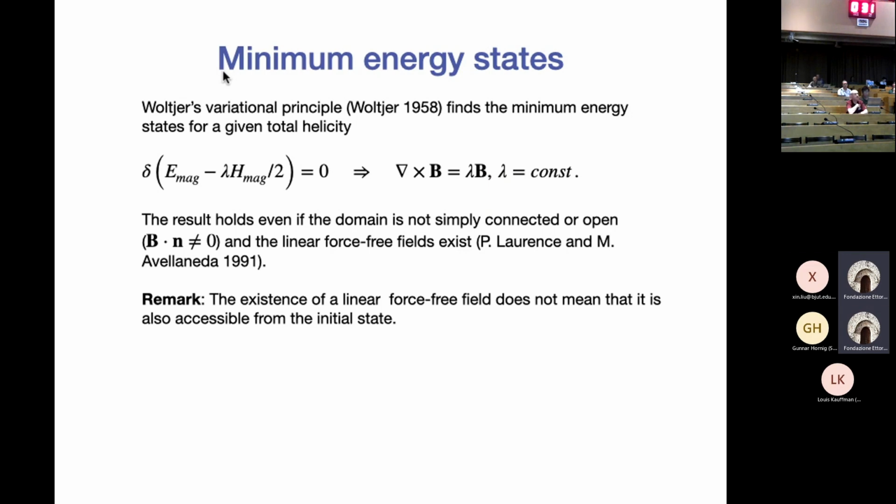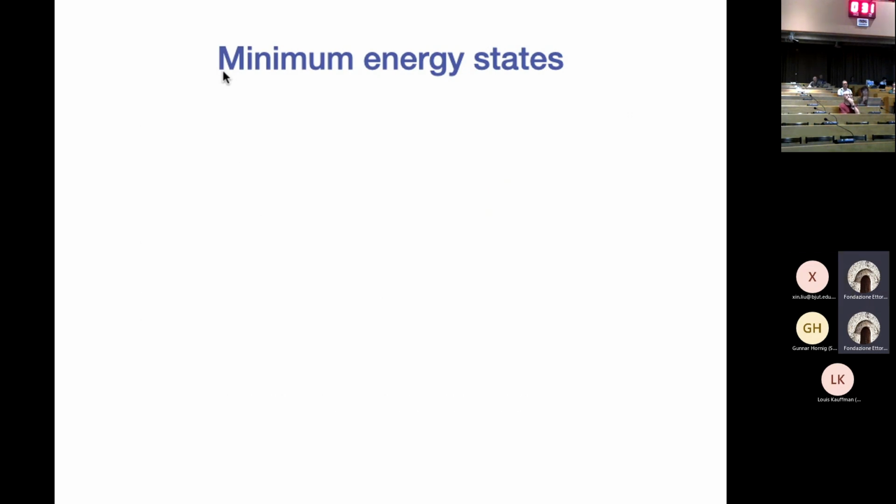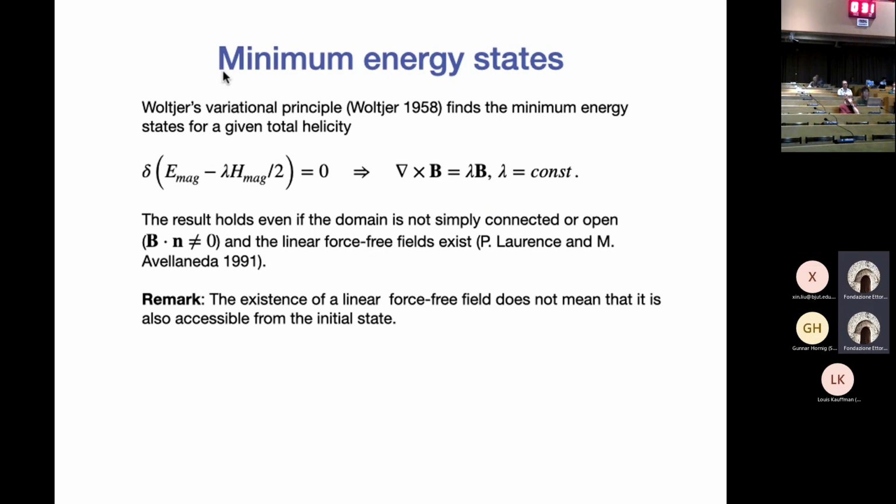So if we assume that the magnetic helicity is conserved and do our relaxation process with the constraints that we have, magnetic helicity conserved, here this is a Lagrangian multiplier, then we end up with the condition that curl B is lambda B, but now lambda is a constant. And the result holds even if the domain is not simply connected or open, and that is the case which we were looking at here.